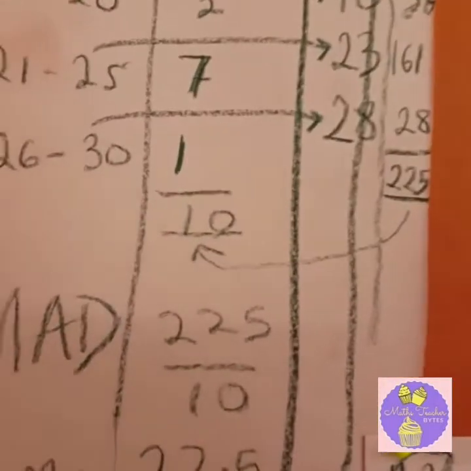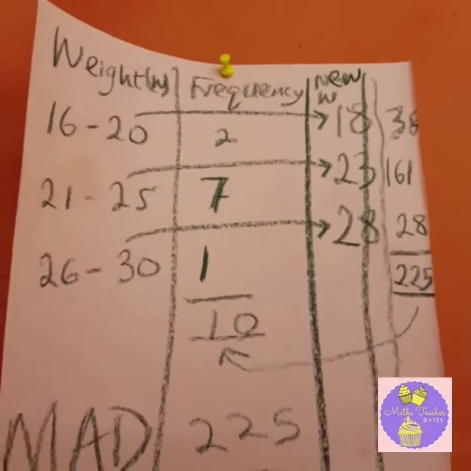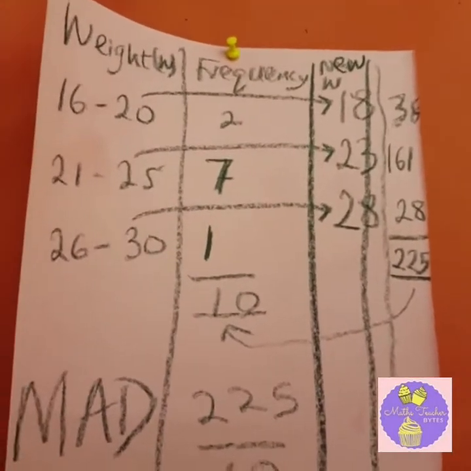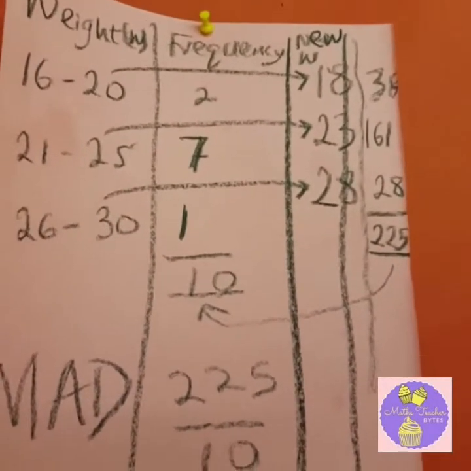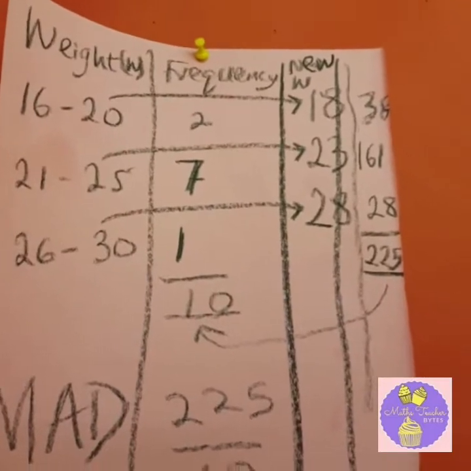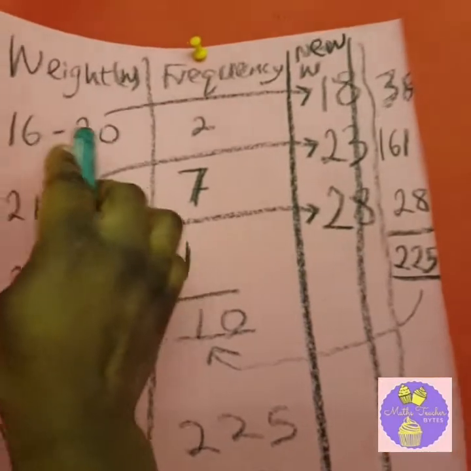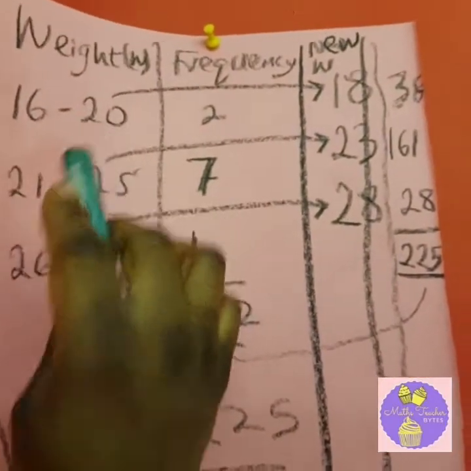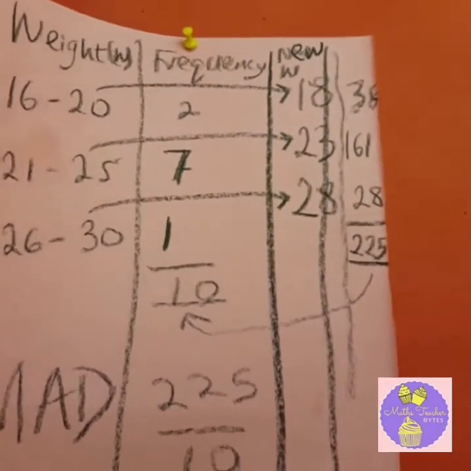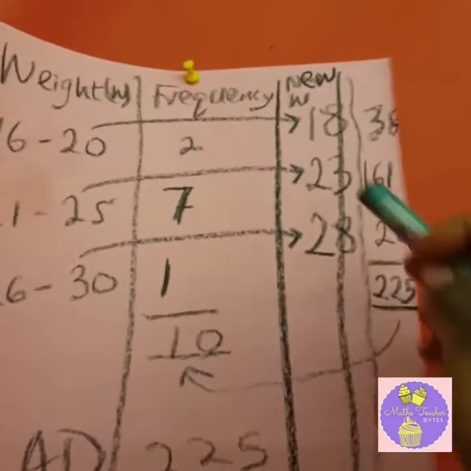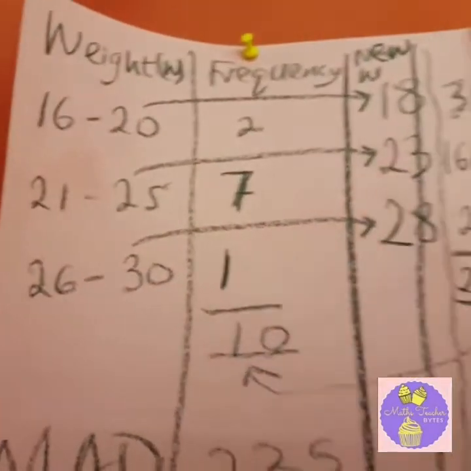Another case is this one here, which is a group frequency table. With the group frequency table, you need to find one value that will represent these class intervals here. So 16 and 20, if you add 16 and 20 together, you get 36. Halfway of 36 is 18. So that will be your new weight for that first class interval.